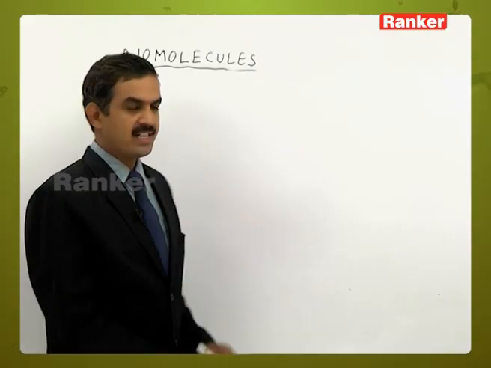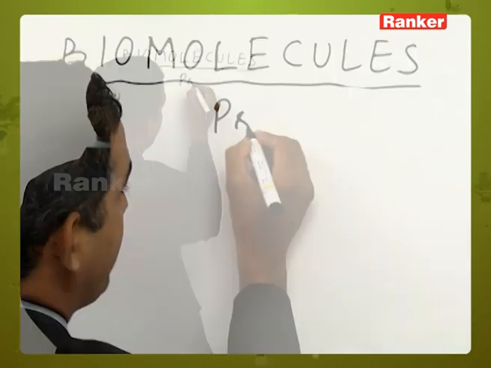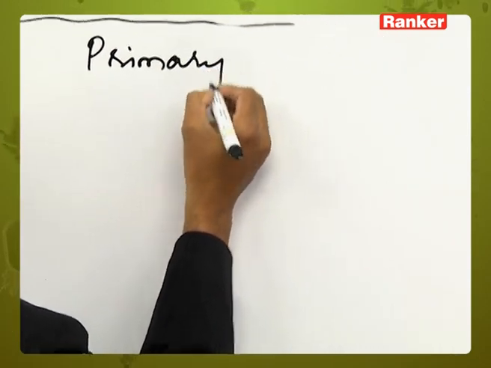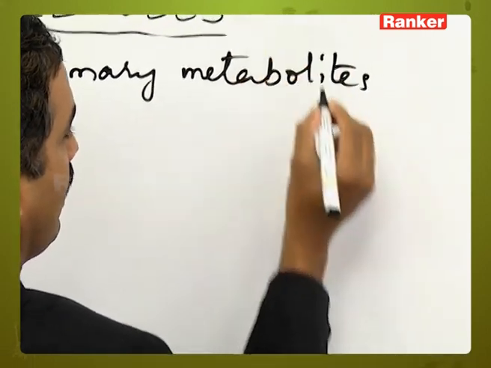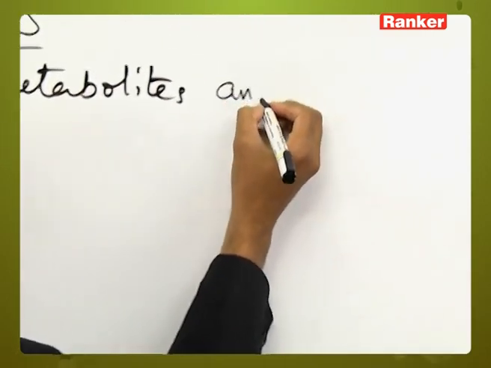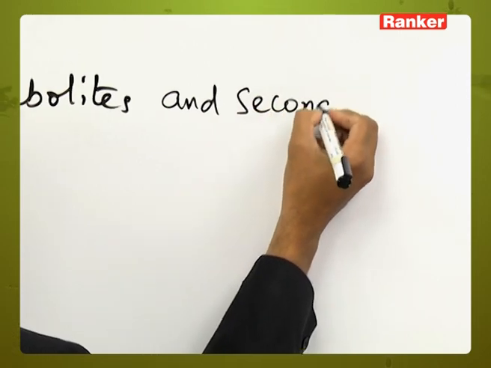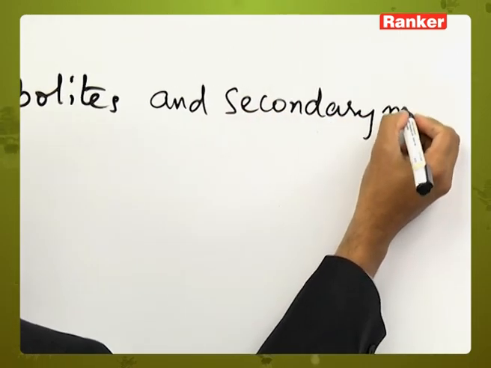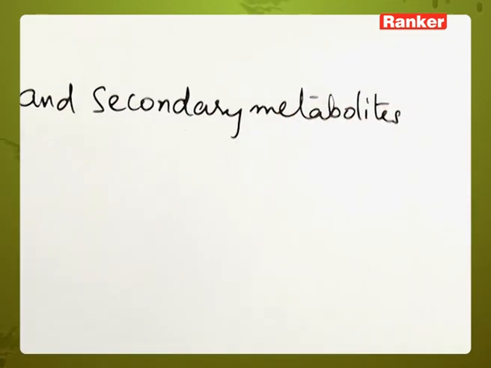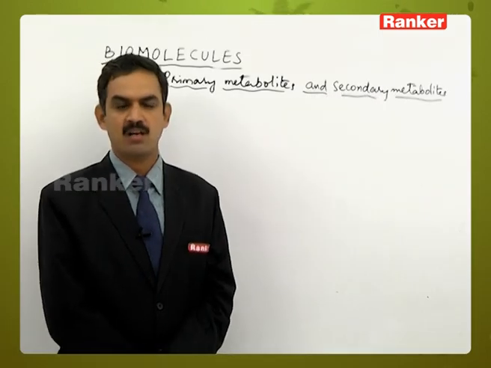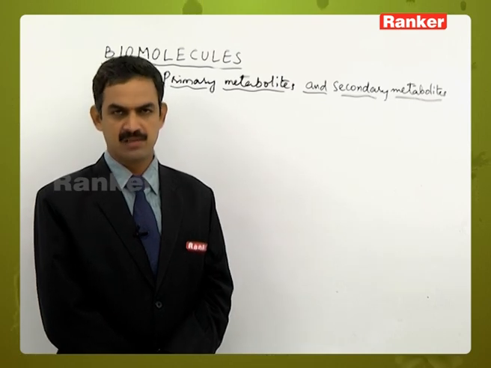In biomolecules, the next one are primary metabolites and secondary metabolites. Primary and secondary metabolites are produced inside the plant cells.